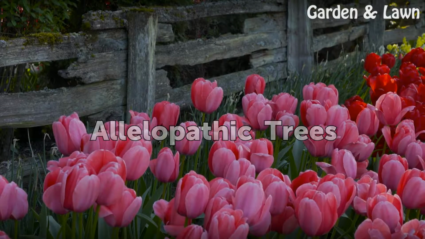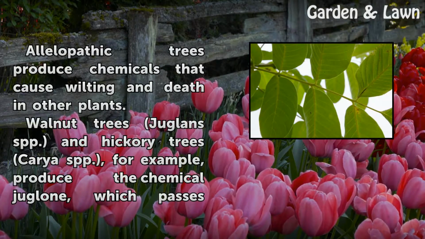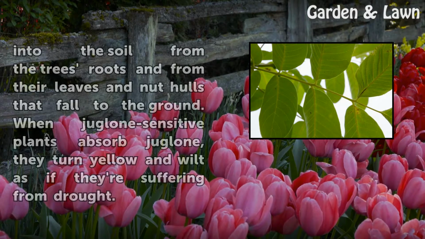Allelopathic trees. Allelopathic trees produce chemicals that cause wilting and death in other plants. Walnut trees, Juglans spp., and hickory trees, Carya spp., for example, produce the chemical juglone, which passes into the soil from the tree's roots and from their leaves and nut hulls that fall to the ground.